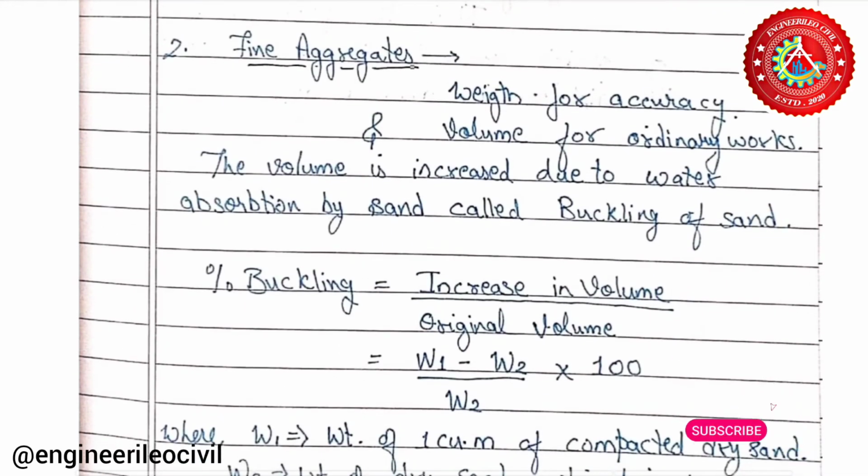The fine aggregates are measured by weight for accuracy works and by volume for ordinary works, and the volume is increased due to water absorption by sand, called bulking of sand. Sand particles are pulled apart by the surface tension caused by water. The increase in volume depends on gradation but may be taken to the maximum at a moisture content of about 4% of dry sand. Bulking increases with fineness and may be around 25% of volume. We can calculate it as the percentage of bulking equal to the increase in volume over the original volume.